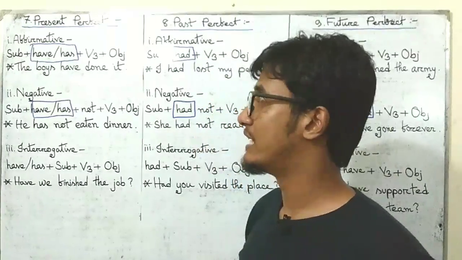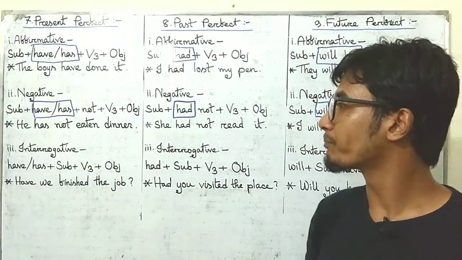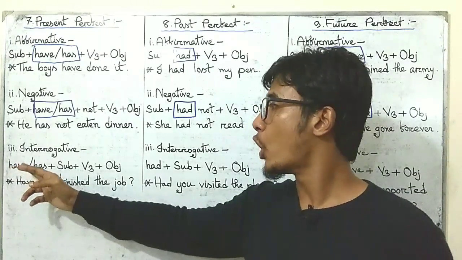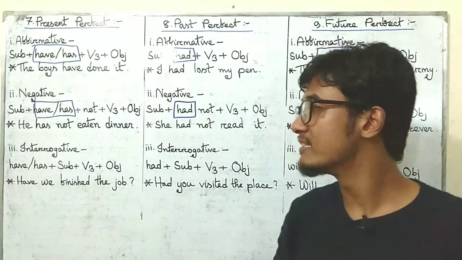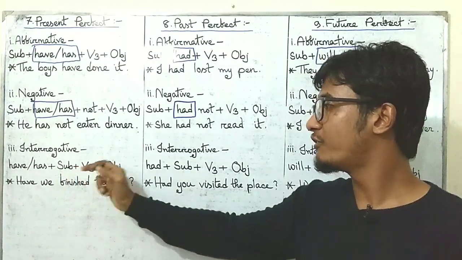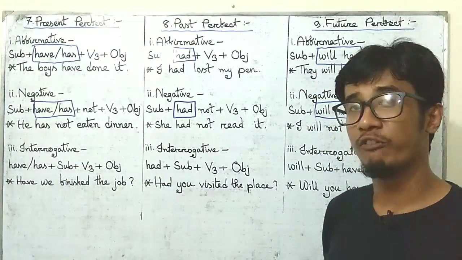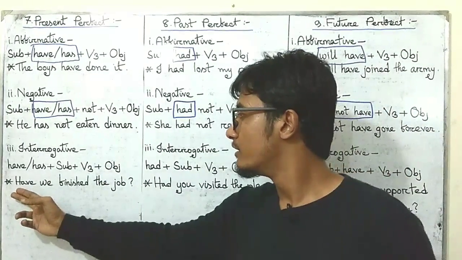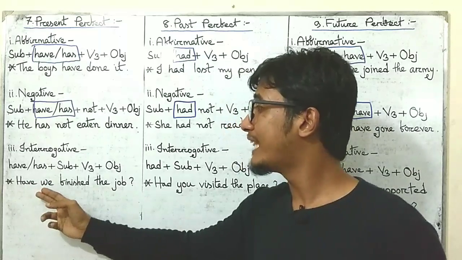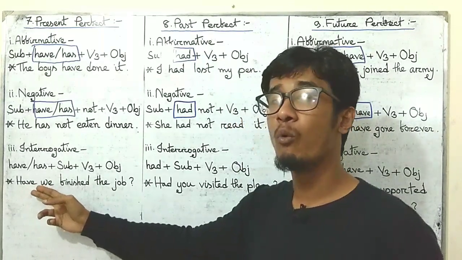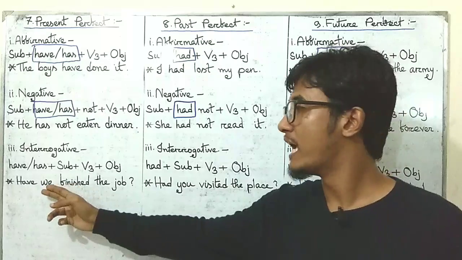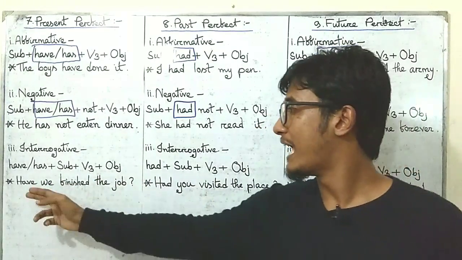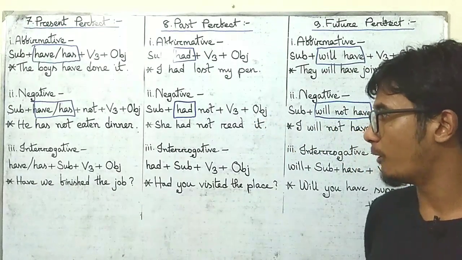come to the interrogative sentences of present perfect tense. We begin an interrogative sentence with the auxiliary verb either have or has. After have or has, we use the subject, and after the subject, V3 past participle of a verb, and finally an object. So let me give you an example. Auxiliary verb have, then subject we. Have we, then V3 finished. Have we finished, the object, the job. Have we finished the job?